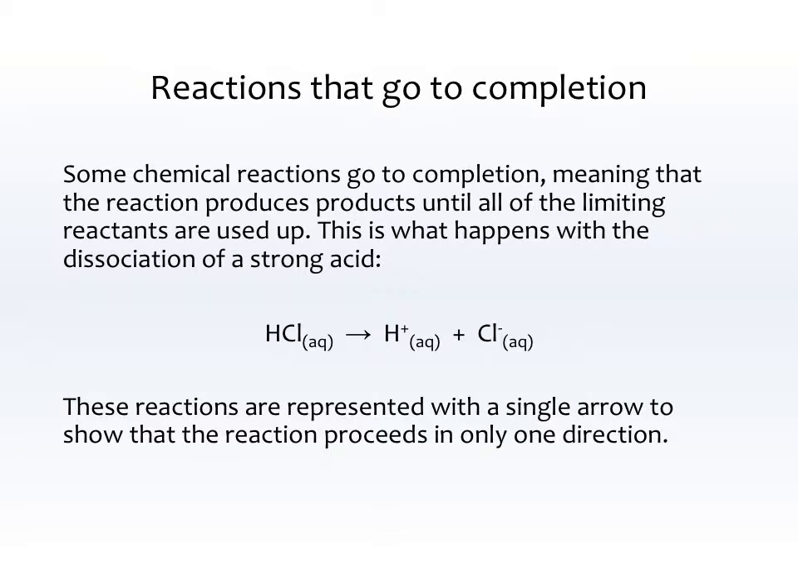Some chemical reactions go to completion, and that means that the reaction produces product until all of the limiting reactants are used up. So it goes in one direction only. This is what happens with the dissociation of a strong acid. HCl will convert into H plus and Cl minus. These reactions are represented with a single arrow to show that the reaction proceeds in only one direction. So some reactions will completely make products and that's it, and they're done.